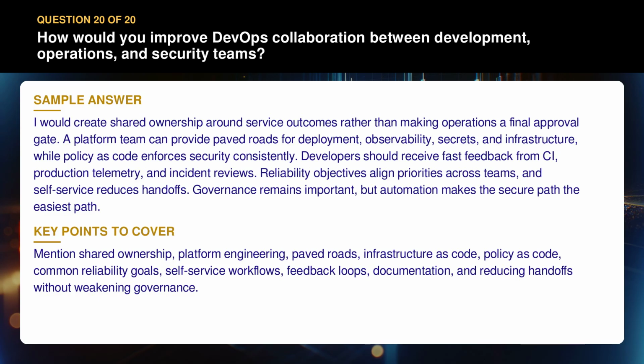Mention shared ownership, platform engineering, paved roads, infrastructure as code, policy as code, common reliability goals, self-service workflows, feedback loops, documentation, and reducing handoffs without weakening governance.